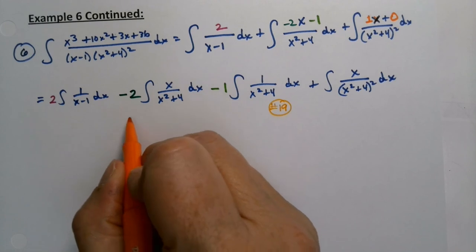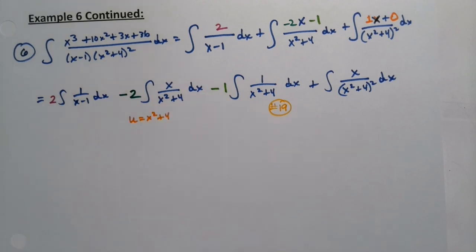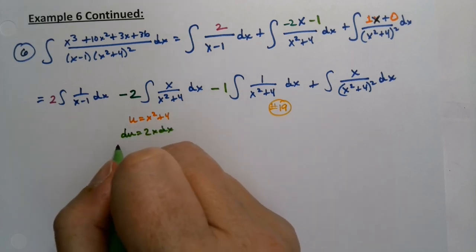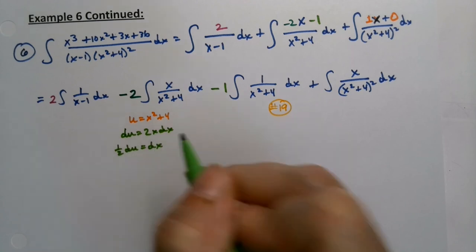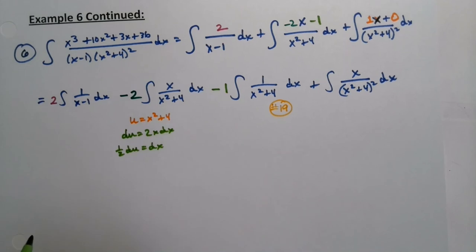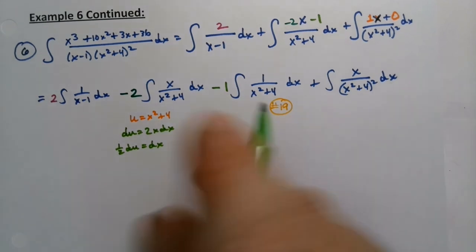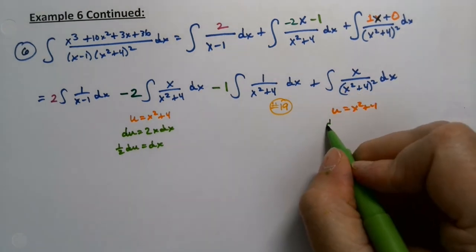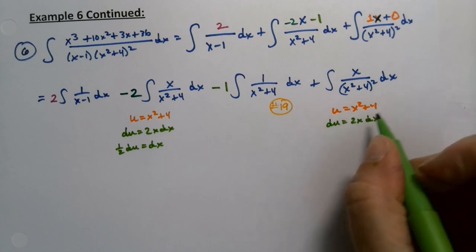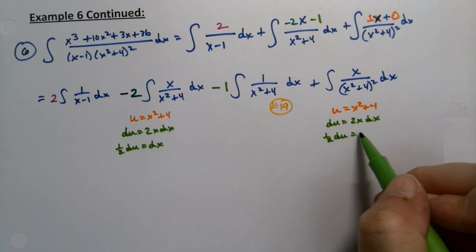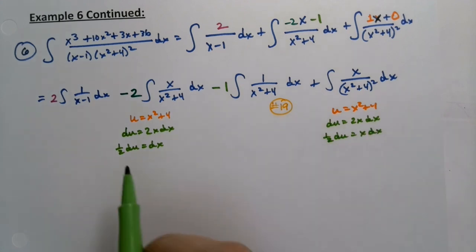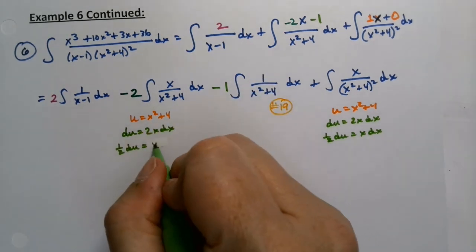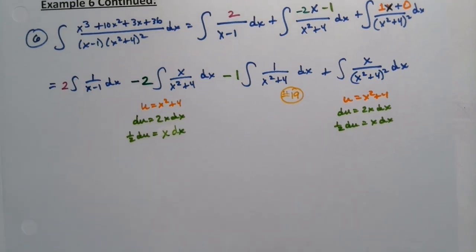This one right here. So u would be x squared plus 4. Du would be 2x dx. So then if I have a half du is equal to dx, that'll be great. I'll be able to substitute. Things will be grand. All right, then over here, u is also x squared plus 4. Du is still 2x dx. It's the same substitution, right? It's just being applied in slightly different problems here. Oh, did I lose my x? I did. Over here, I have to use x dx. There we go.